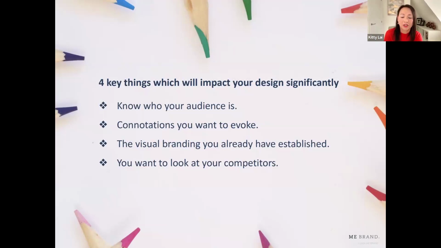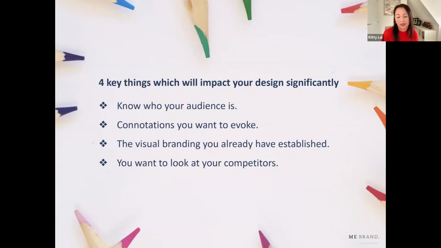Also, the connotations you want to evoke. So what do you want people to think of when they see your brand? Think about your audience again. If you've got natural rustic packaging, it works great for organic skincare products. And if the brand is stressing natural ingredients, you wouldn't really want that in a clinical type packaging. So it's really thinking about what message you want your customers to see.